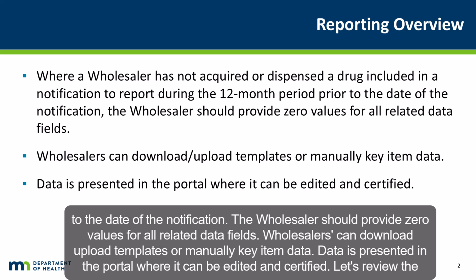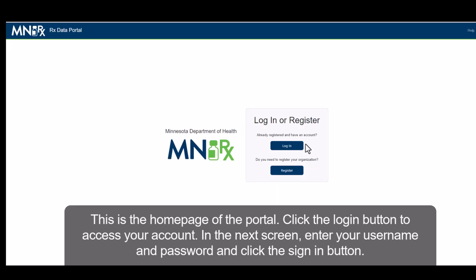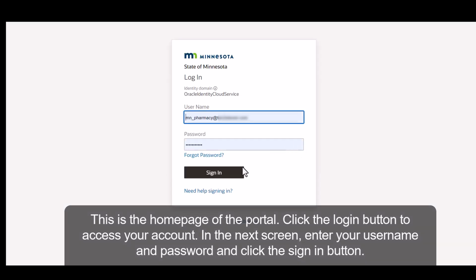Wholesalers can download/upload templates or manually key item data. Data is presented in the portal where it can be edited and certified. Let's review the submission process in the portal. This is the home page of the portal. Click the Login button to access your account. In the next screen, enter your username and password and click the Sign In button.